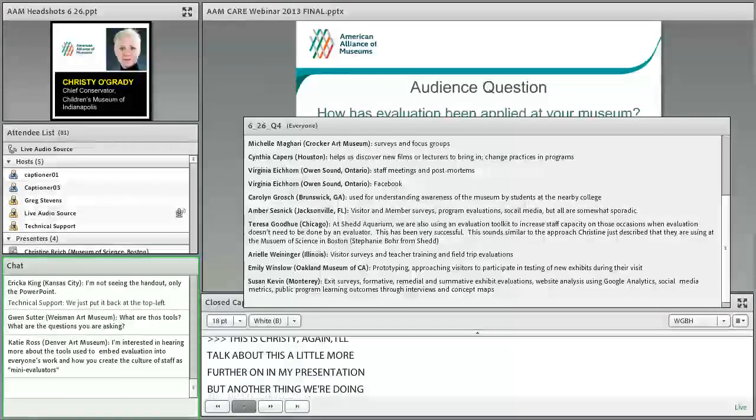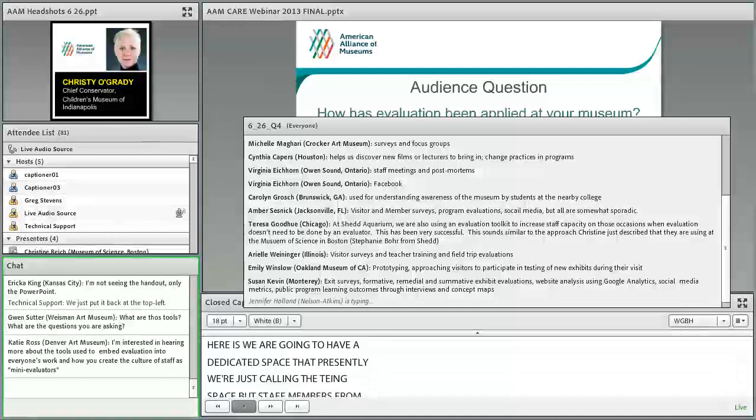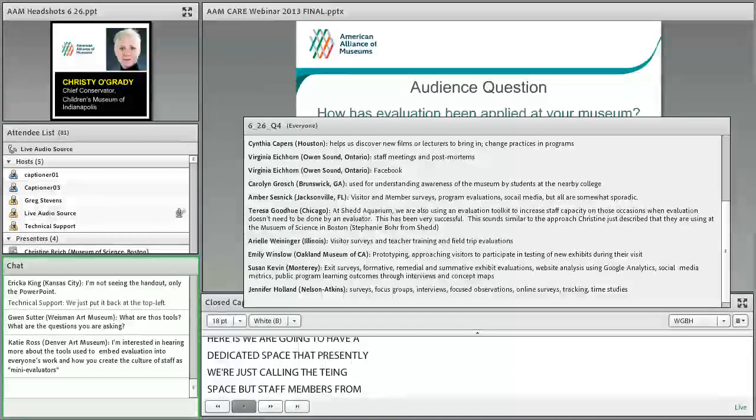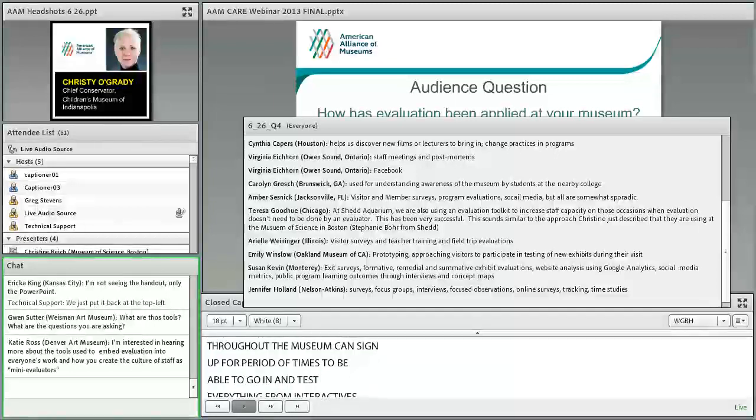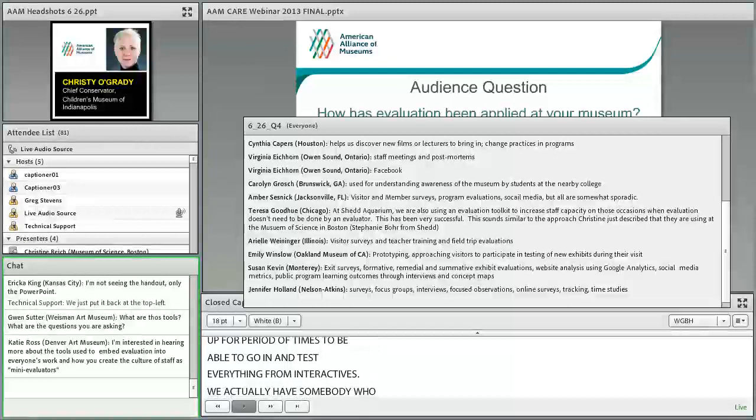And Christy, while we're waiting for folks to respond with a couple of comments, I just wanted to reflect on something that Anthony asked earlier on in our program, in which he asked, what strategies would you recommend to encourage and increase visitor participation in evaluation? Wondering if any of our presenter colleagues have any comment on that.